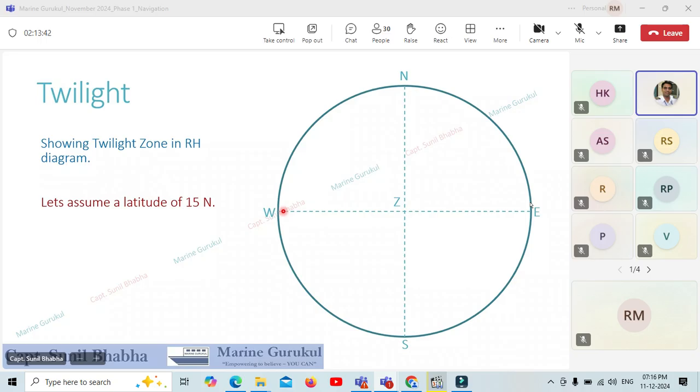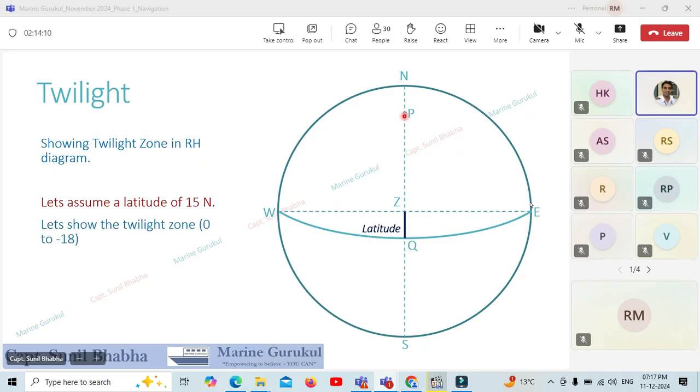Let's assume an observer at a latitude of 15 degrees north. So we can see the latitude coming up on the screen. ZQ represents the latitude. Let's now draw the equinoctial for this particular observer. Equinoctial always passes through the east-west points and the Q point. Now we can also show the pole here. The pole is at this location, represented by P.